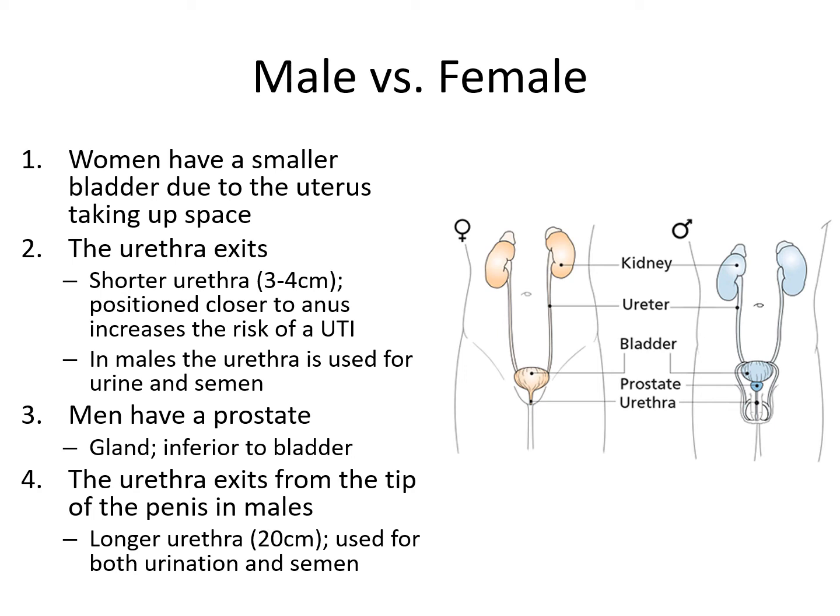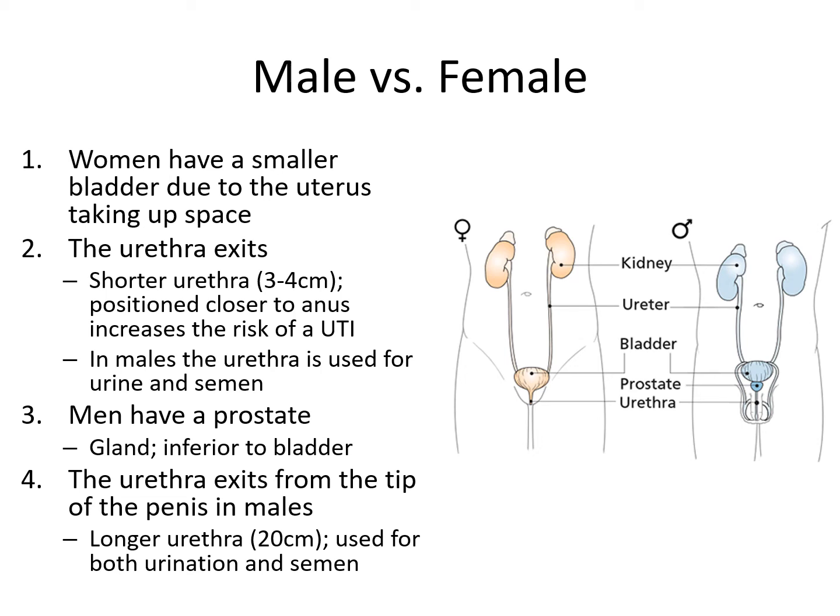Women are going to have smaller bladders due to the presence of the uterus taking up space in that lower abdomen. So women are not going to have the ability to hold as much urine. Also, when you are pregnant, that becomes even more difficult. When it comes to the difference between the urethra exits, there is a big difference between males and females as well.